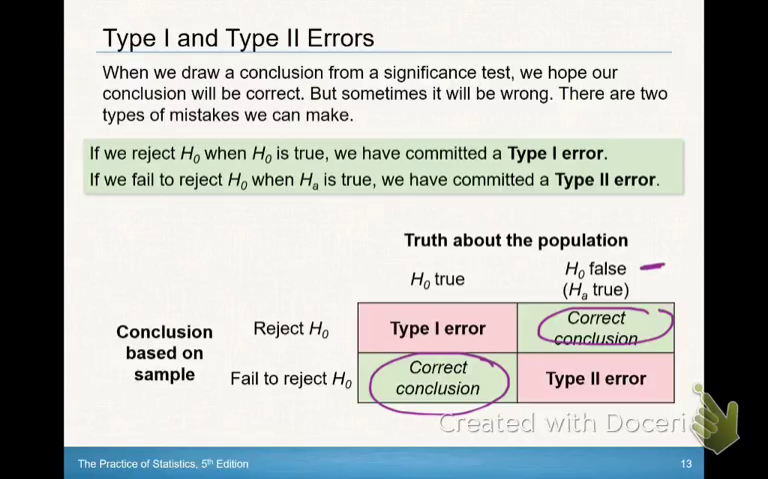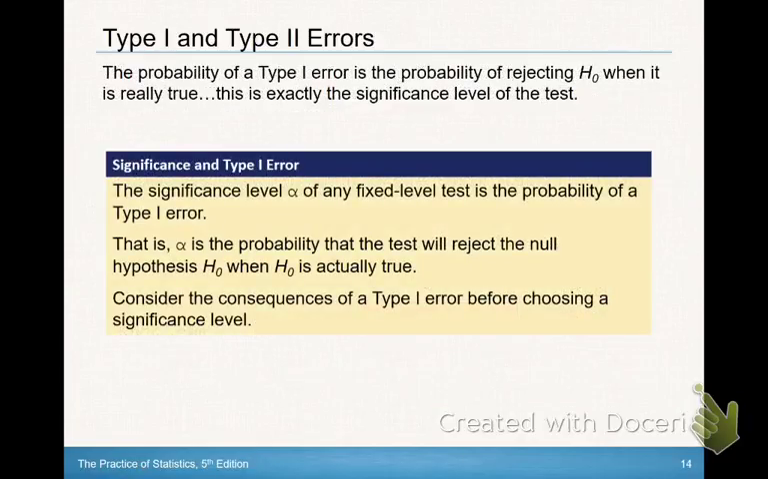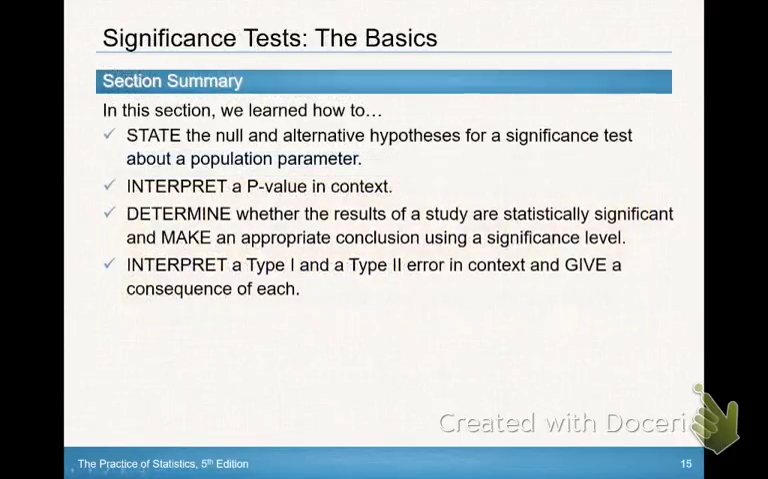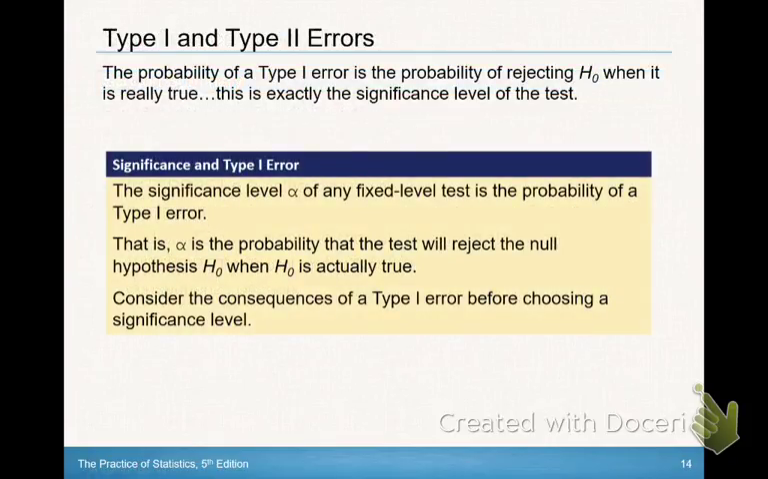This is where it can get a little confusing on how we have to write our conclusions. So the probability of a type 1 error is the probability of rejecting H sub 0 when it is really true. This is exactly the significance level of the test. So the significance level alpha of any fixed level test is the probability of a type 1 error. That is, alpha is the probability that the test will reject the null hypothesis when H sub 0 is actually true. Consider the consequences of a type 1 error before choosing a significance level.